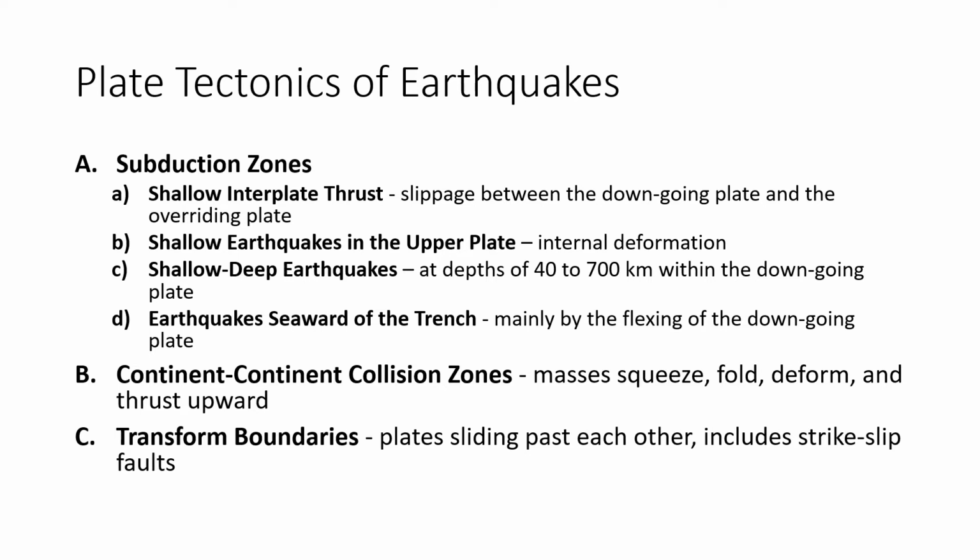The other type is the shallow earthquake in the upper plate. All right, so the overriding plate is trying to accommodate the movement, so it undergoes internal deformation to make room for the downgoing plate. The next type is the shallow to deep earthquakes, all right, within the downgoing plate. So this is mostly also involving the internal deformation of your downgoing plate as it subducts.